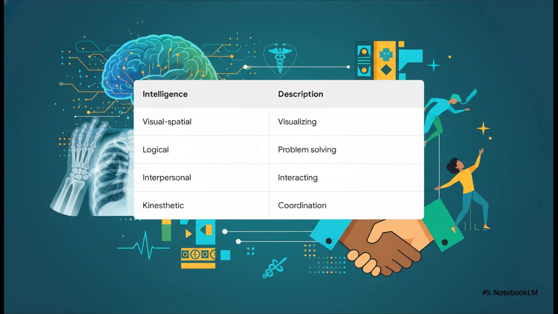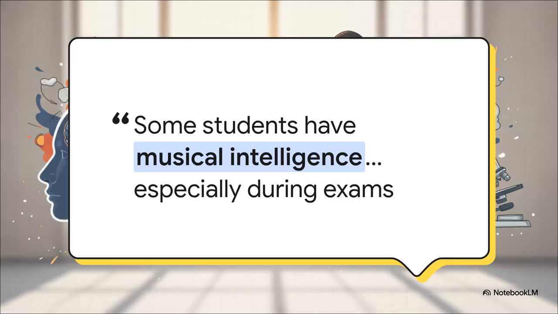And of course, there's interpersonal intelligence, which is all about how well you interact and connect with others. Oh, and Gardner's theory also includes musical intelligence. And, just to inject a little hospital college humor here, some students definitely tap into their musical intelligence, especially during those brutally difficult exams when they suddenly start singing, "Jehovah help me."